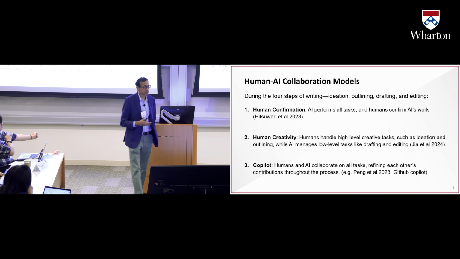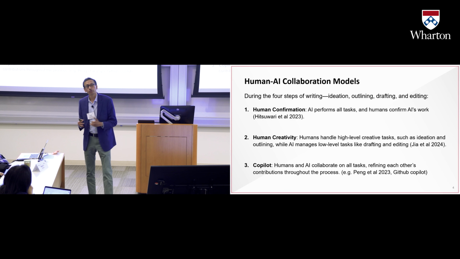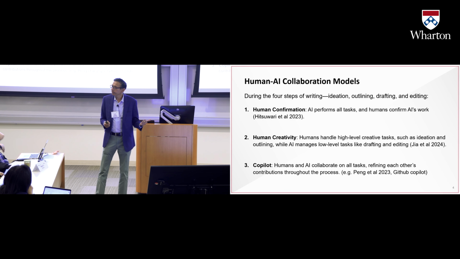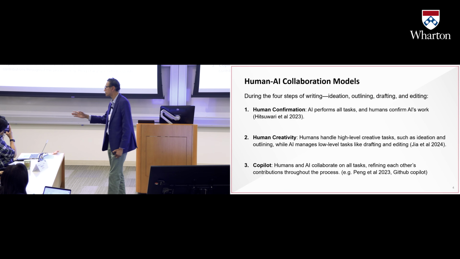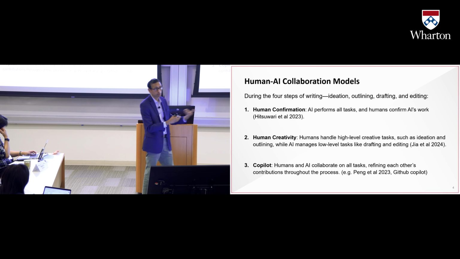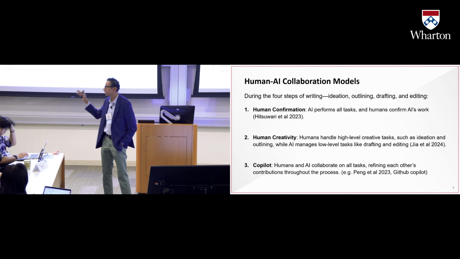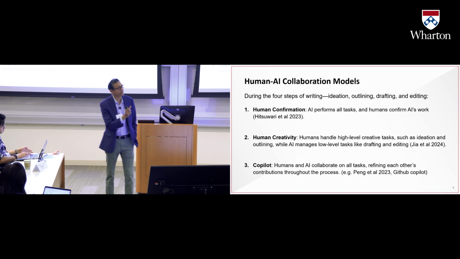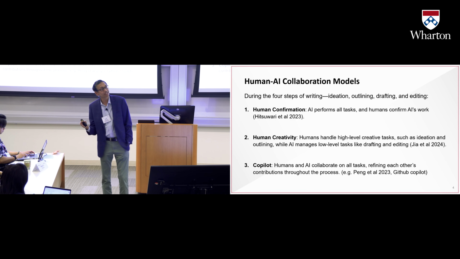So in terms of the collaboration itself, the literature on creative writing breaks down creative writing into 4 main tasks: ideation, outlining, drafting, or the actual task of writing, and then editing. And for each of these, we can design different ways in which you can have AI do parts of it, humans do part of it, meaning co-pilot, or assign it to just one or the other. Many ways in which to design these collaborations. We focus on the 3 most common approaches that we've seen in the literature.